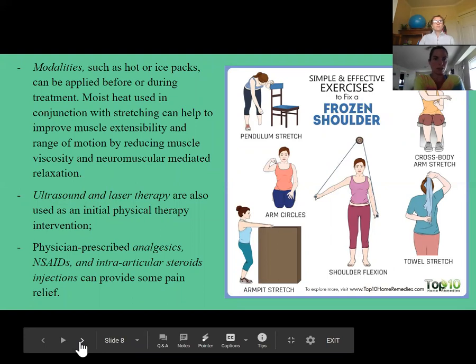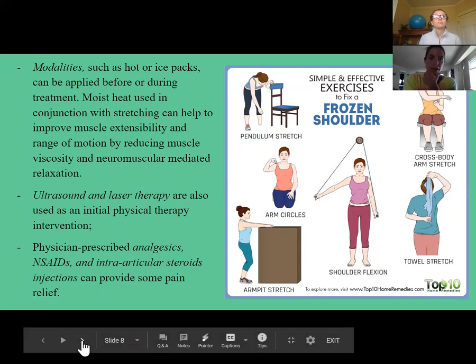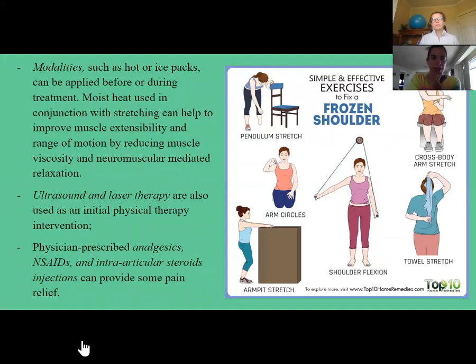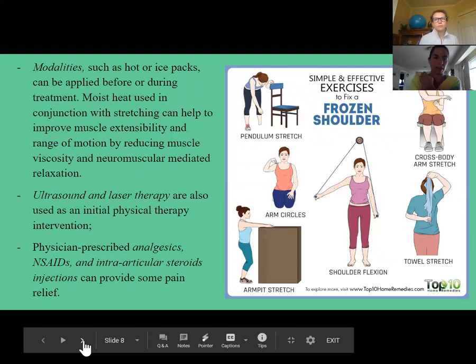And modalities, so hot and ice packs, they're highly used during this stage, especially moist heat, which is used in conjunction with stretching, and that can help muscle extensibility and range of motion by reducing the stiffness of the muscle around the joint. Ultrasound and laser therapy, and also NSAIDs, analgesics, and intra-articular steroid injections can provide some pain relief.